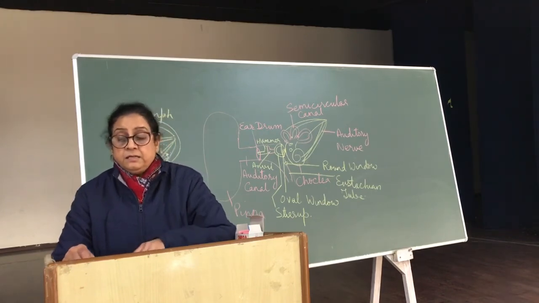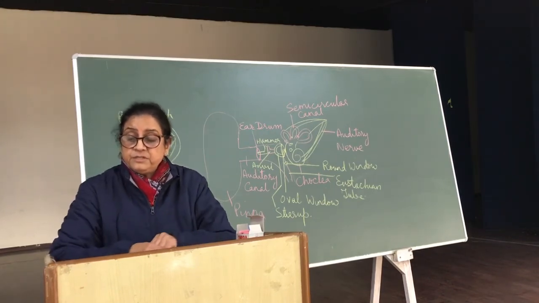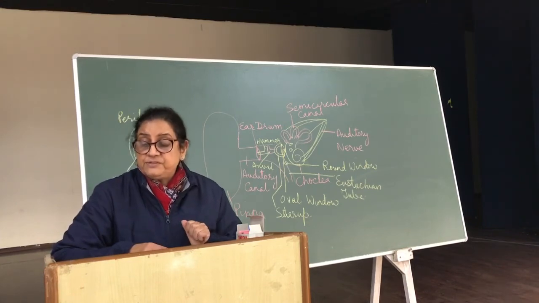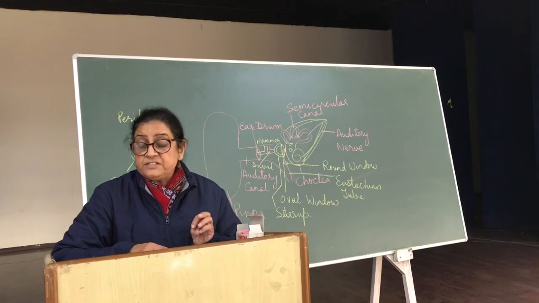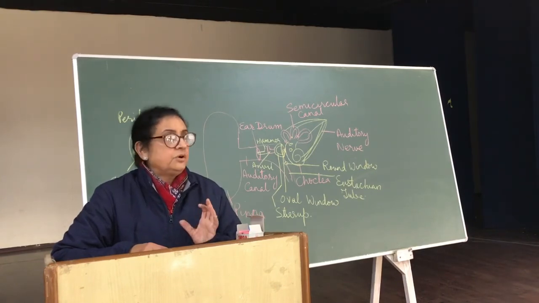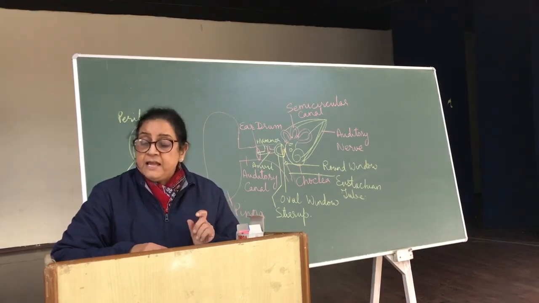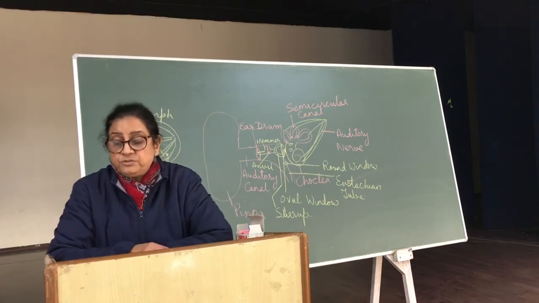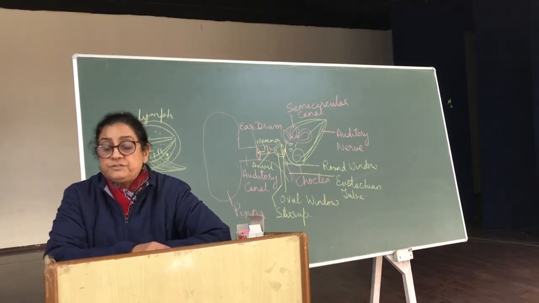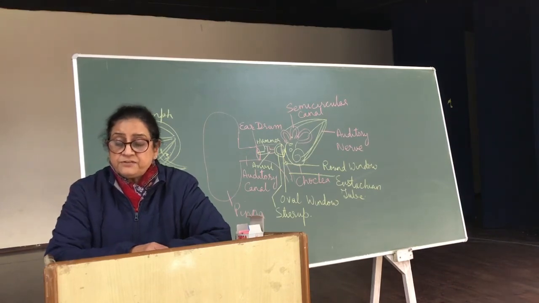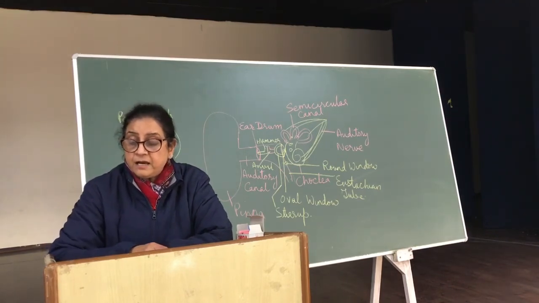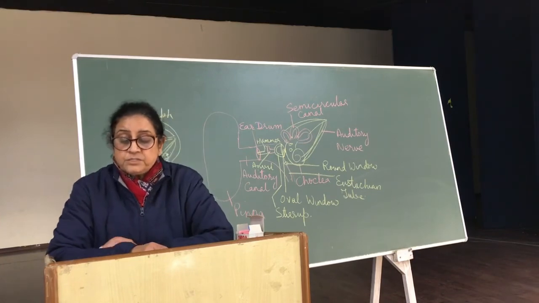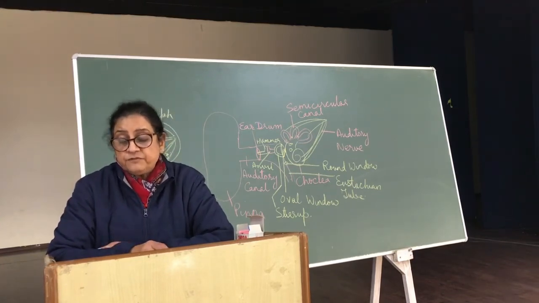And the vibrating movement of the fluid stimulates the hair-like processes of the sensory cells of the cochlea, that is in the spiral organ, the organ of Corti, and the impulses are transmitted to the brain via the auditory nerve. And the different areas of the cochlear canal are suited to the sounds of different pitches.